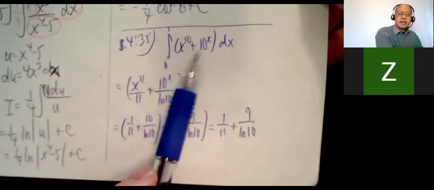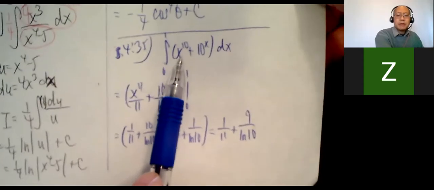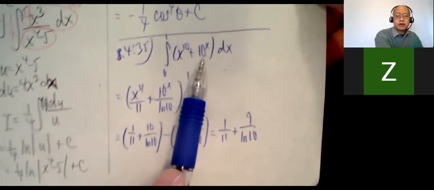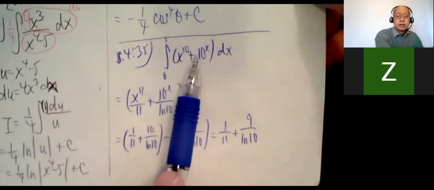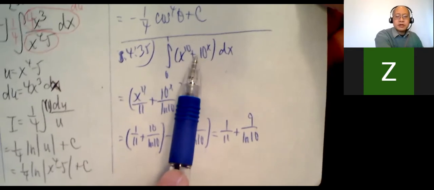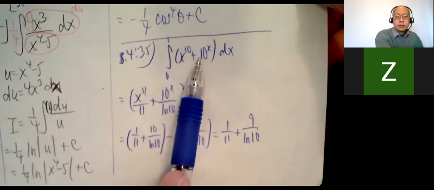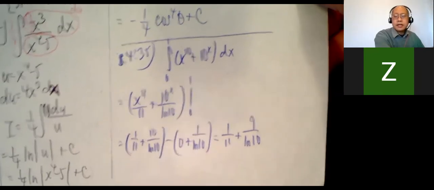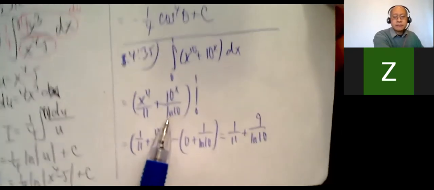5.435. Integral from 0 to 1, x to the 10th plus 10 to the x, so they kind of reverse these. Okay, this is the power rule. This is not the power rule. This is not an exponent. This is an exponential function. So this one is x to the 11th over 11. But for exponentials, don't go 10 to the x plus 1 over x plus 1. Exponentials are different. Now, do you remember how to take the derivative of 10 to the x? 10 to the x ln 10. Therefore, when you integrate, 10 to the x over ln 10.